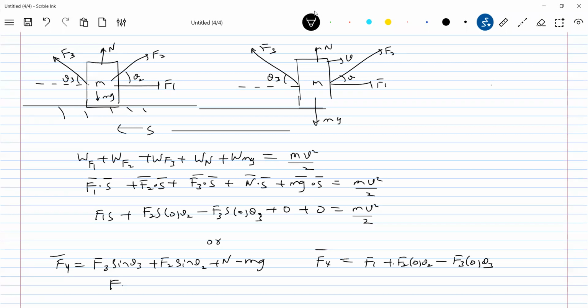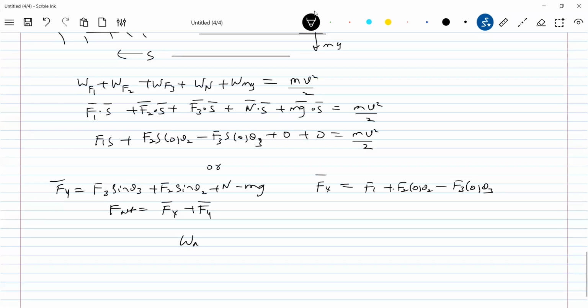So what is F net equal to? Fx bar plus Fy bar. So I can also write net work done is equal to F net dot S, and this should be equal to the change in kinetic energy. What is F net bar? So substitute these values. Write it, net work done. What is net work done equal to? Change in kinetic energy.